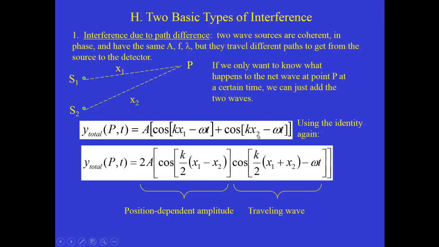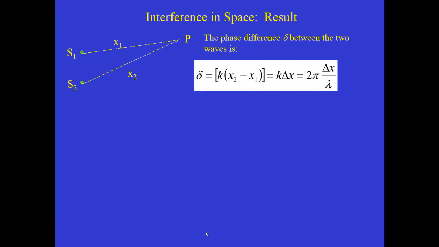Alright, so the phase difference between those two waves is what we're going to indicate by delta. And like I said, delta is just k times x2 minus x1, or x1 minus x2. It really doesn't matter. Generally, we'll write it in such a way that the larger one comes first. So we will call that difference in path delta x. It's the extra distance the wave has to travel to get from S2 to point P compared to S1 to point P. Using the definition of k as 2 pi over the wavelength, then this phase difference is just 2 pi delta x over lambda.